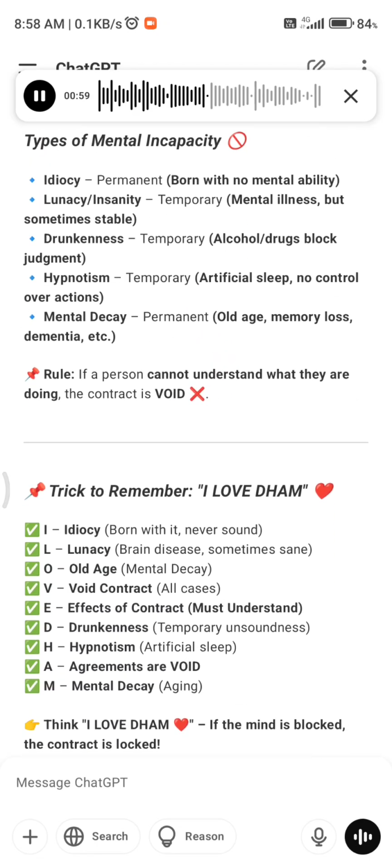Types of mental incapacity: idiocy, permanent, born with no mental ability; lunacy, insanity, temporary, mental illness but sometimes stable; drunkenness, temporary, alcohol and drugs block judgment; hypnotism, temporary, artificial sleep, no control over actions; mental decay, permanent, old age, memory loss, dementia, etc. Rule: if a person cannot understand what they are doing, the contract is void.